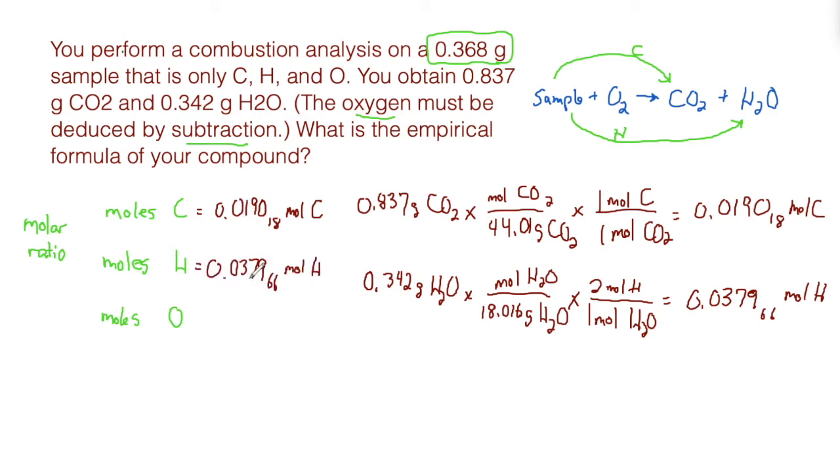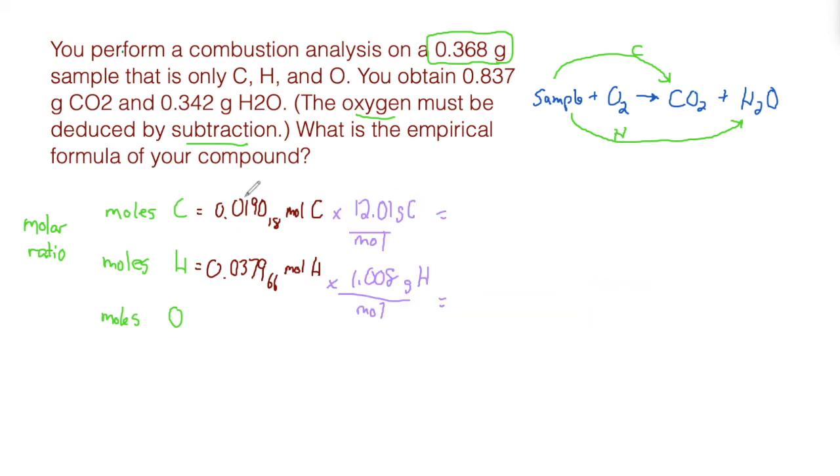Now that we know both of these amounts of moles, we can figure out how many grams that is. So we'll take these moles, convert the carbon to grams using carbon's molar mass, convert hydrogen using hydrogen's molar mass. So 0.037966 moles of hydrogen would be 0.0383 grams of hydrogen. 0.0190 moles of carbon would be 0.2284 grams of carbon, only with 3 significant digits.